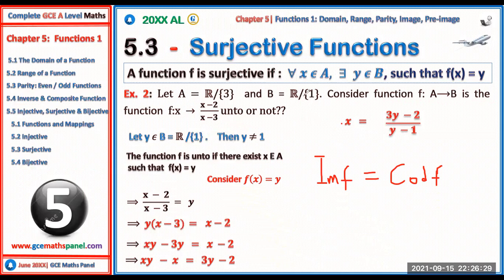Now from this question, this is the codomain. The codomain is this set of all real numbers excluding 1. Can you see this? And now, what is the range? The range of f is the set of all images. What is it? It's also the set of all real numbers excluding 1. Now, is this codomain equal to the range? Yes or no?